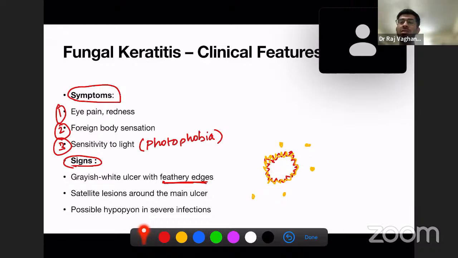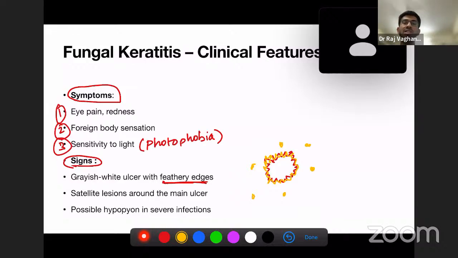This is the main ulcer, and possible hypopyon in severe infection. So if there are severe infections, there can be hypopyon. Hypopyon, we have discussed it earlier. That is the accumulation of pus in the anterior chamber, in the bottom part because of gravity.